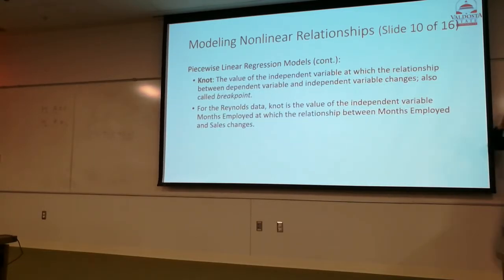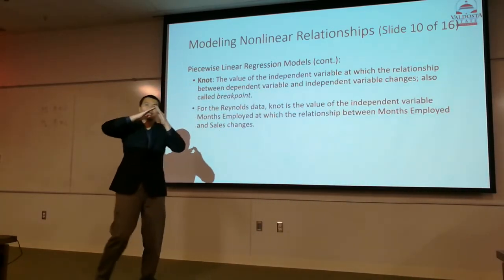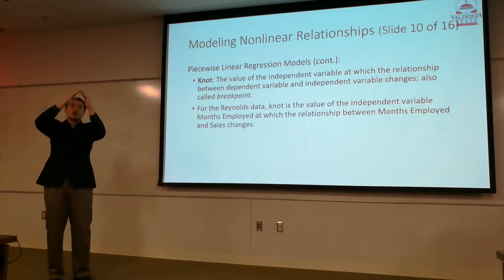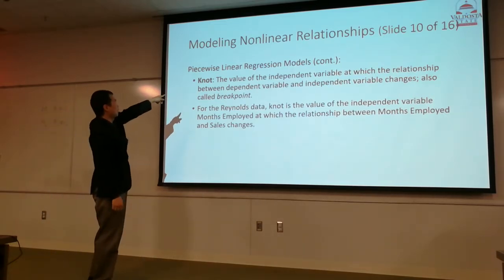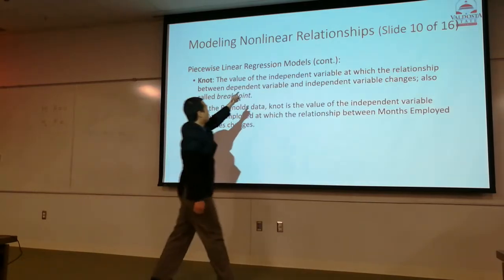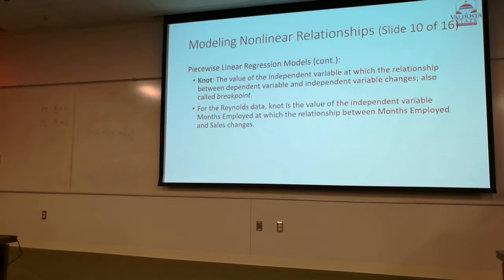But what do we call this peak point, or the point where the linear relationship changes? It's called a knot. The value of the independent variable at which the relationship between the two variables changes, or we can call it a breakpoint.